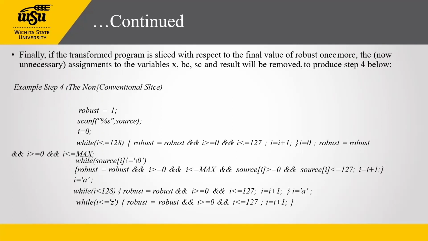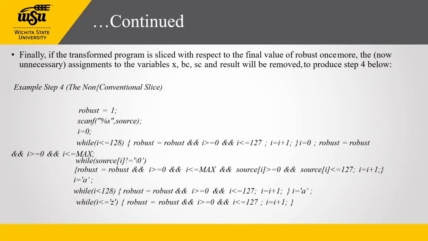So now, finally, if the transformed program is sliced with respect to the final value which we get from the robust variable once more, then we remove unnecessary things like the assignments to the variables we created before, x, bc, and sc, and the result will be used to make step 4, which will be explained next.